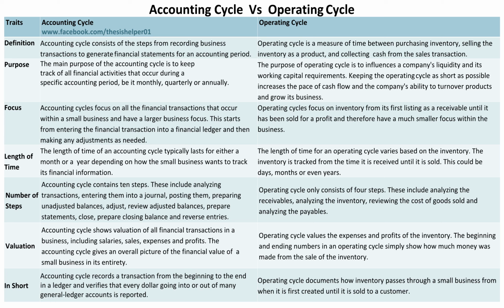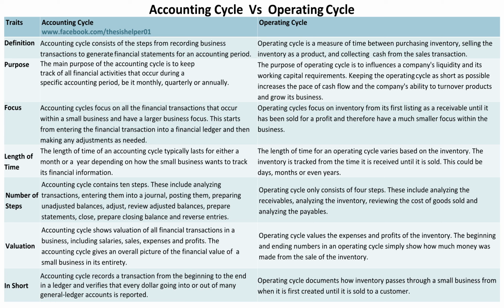Accounting cycle contains 10 steps. These include analyzing transactions, entering them into a journal, posting them, preparing unadjusted balances, adjust, review adjusted balances, prepare statements, close, prepare closing balance and reverse entries. Whereas, operating cycle only consists of 4 steps. These include analyzing the receivables, analyzing the inventory, reviewing the cost of goods sold and analyzing the payables.